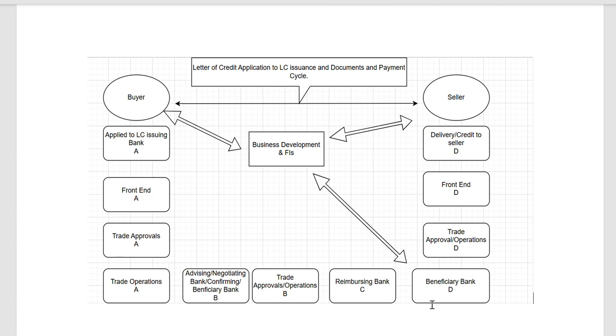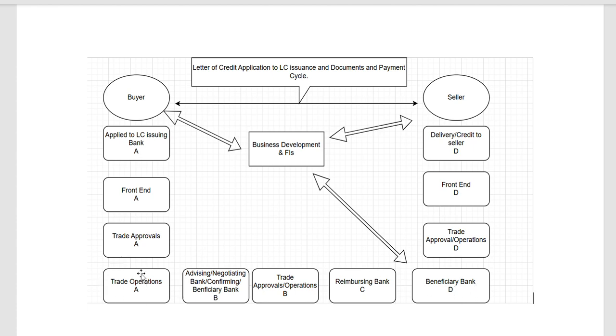Sometimes the beneficiary bank can be an advising bank itself, and then they will directly issue the LC to the seller. There will not be any beneficiary bank. But for our convenience, I have just mentioned the beneficiary bank as Bank D.